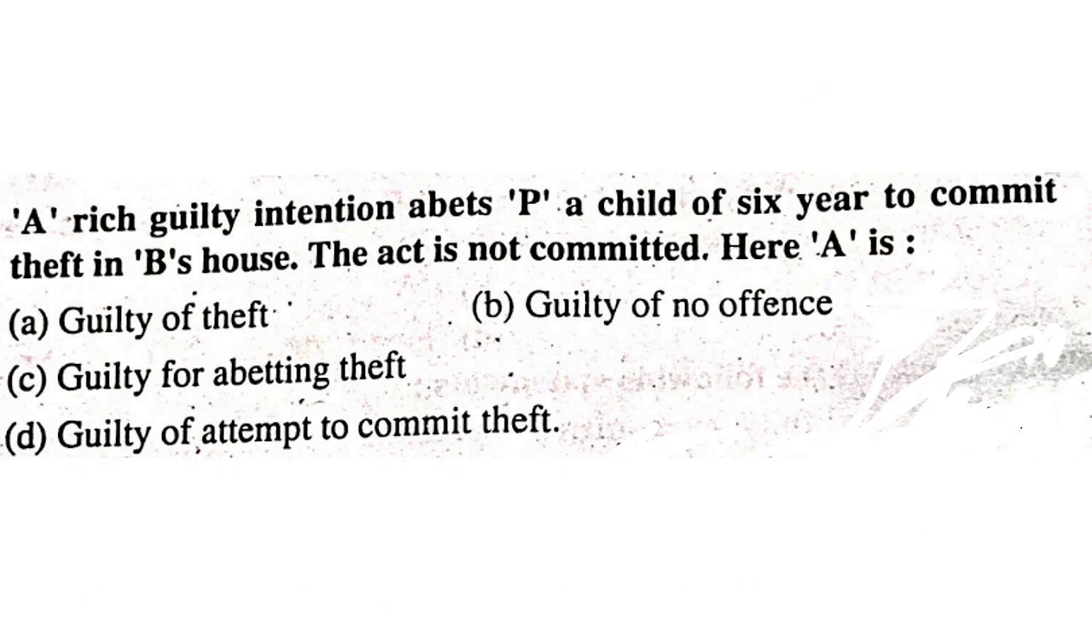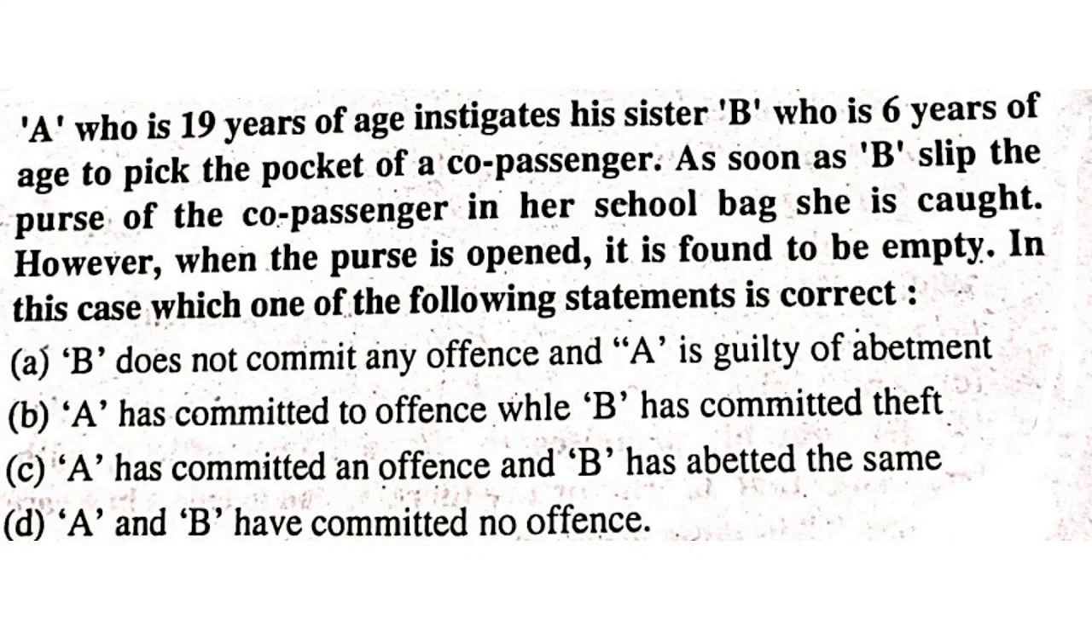A, with guilty intention, abets P, a child of 6 years, to commit theft in B's house. The act is not committed. Here A is guilty of theft, guilty of no offense, guilty for abetting theft, or guilty of attempt to commit theft. Here A is guilty of abetting theft.